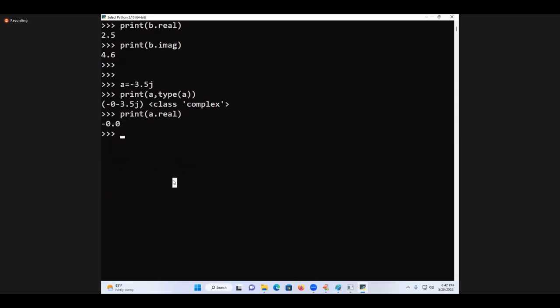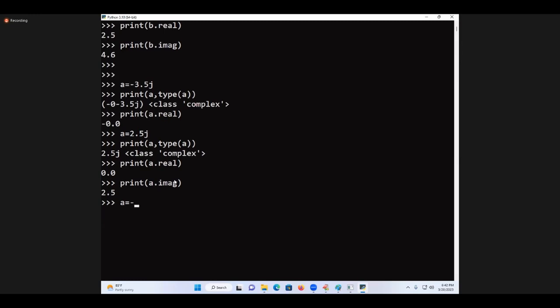Understand, students? A is equal to 2.5J, I am writing. Print A dot real. What is that? 0.0, positive only. Now A dot imag, you write it. What is the answer now? 2.5. Clarity is there? Right.